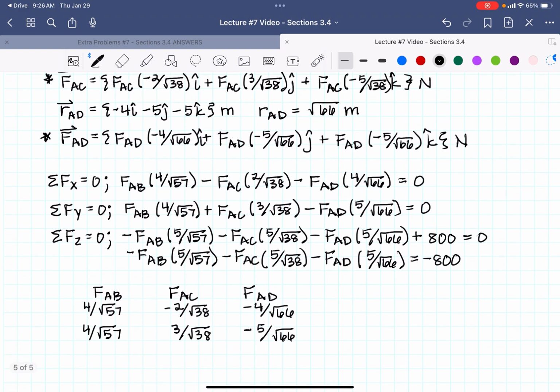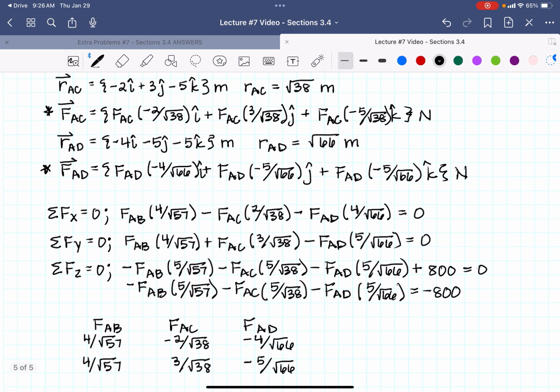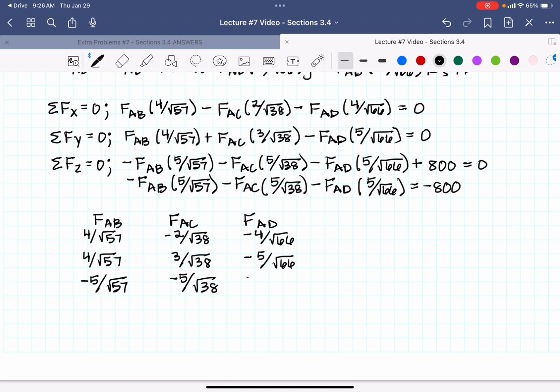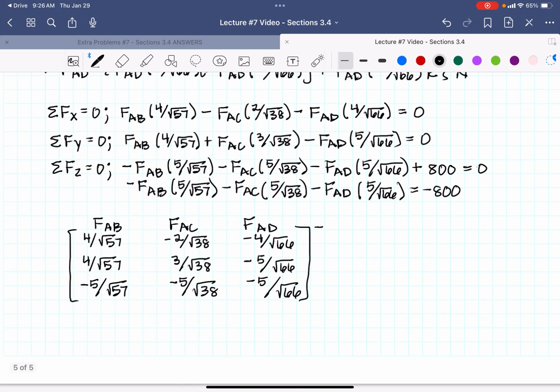I think I wrote something wrong. No, I'm good. Okay, and then my last one, I have FAB times negative 5 over the square root of 57. I have negative 5 over the square root of 38. I have negative 5 over the square root of 66, so that is my first matrix. I always do that to the inverse to solve for it, and then my scalars, I have 0 for the x, 0 for the y, and negative 800 for the z.